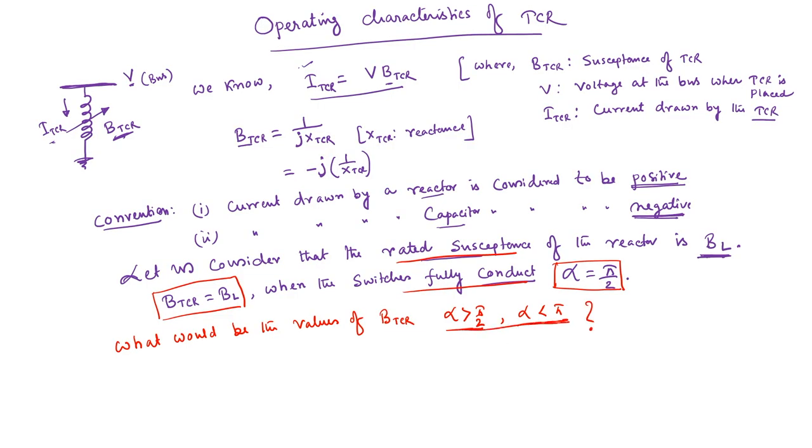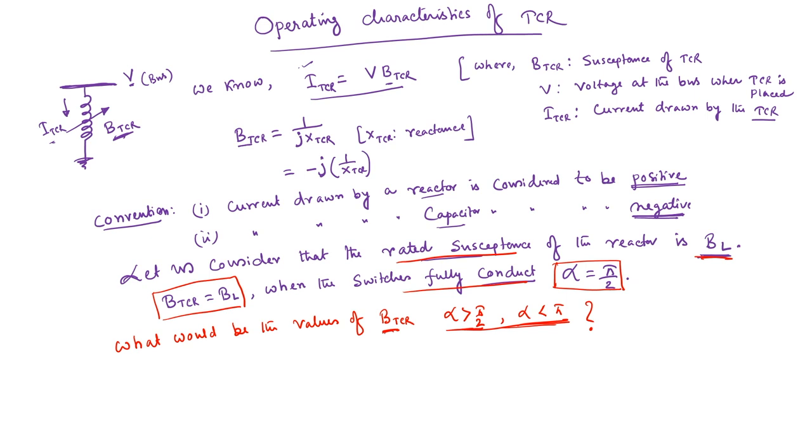So, this relation shows that these switches are in partially conducting mode. Then when there is a partially conducting mode, what would be the value of this BTCR? Now, of course, this BTCR would be different than BL. The question is whether this BTCR value would be higher than BL or lower than BL.